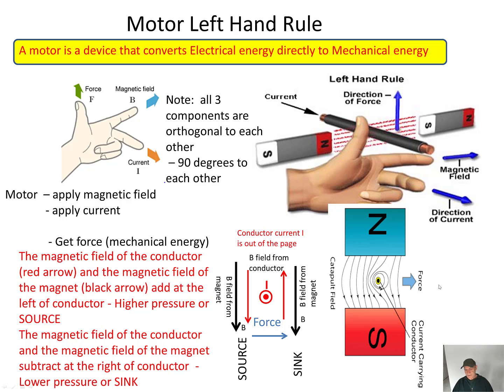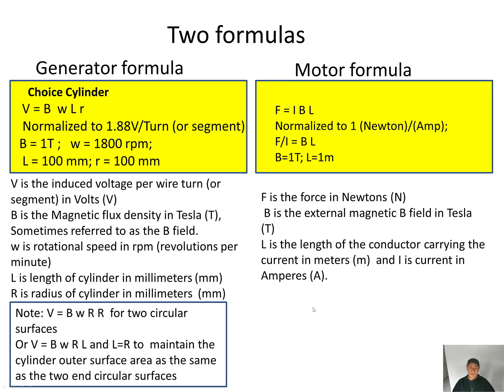So here are the two formulas. That's all the two formulas you're ever going to need. One formula is for the generator, the other formula is for the motor and thruster. For a cylinder, we'll talk more about later, the voltage is BWLR, normalized to 1.88 volts per turn or segment. This is when the flux density is at 1 Tesla, the speed is at 1800 RPM, the length is at 100 millimeters, and the radius is at 100 millimeters. The force is IBL, normalized to 1 Newton per amp. Force per current equals BL, so B is at 1 Tesla, L is at 1 meter.